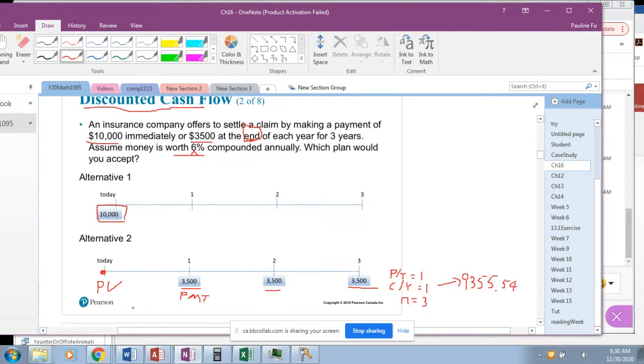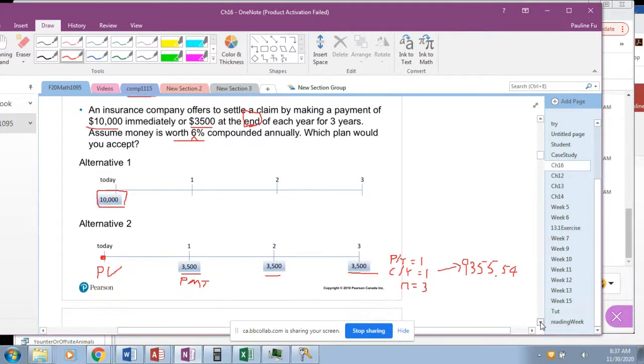Since we calculated the present value, we compare the present value with the alternative one. So the final conclusion, we would accept alternative one. So we would accept a lump sum payment of 10,000 because it has bigger benefit. Okay. So this is a calculator method.